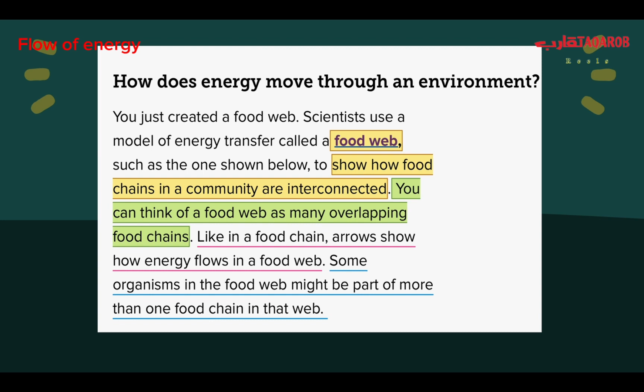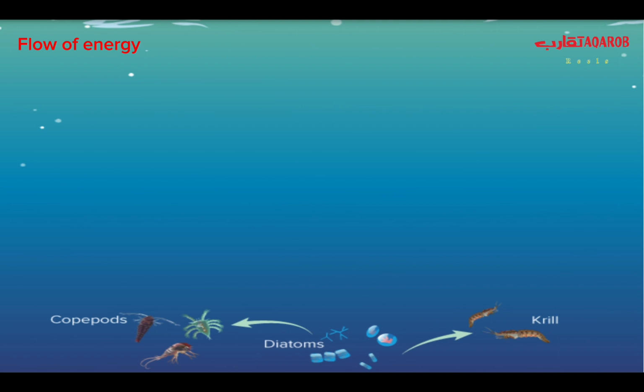Some organisms in the food web may be part of more than one food chain in that web. For example, this is a food chain. It's like many food chains together give us a food web.